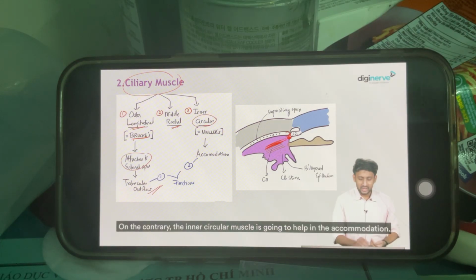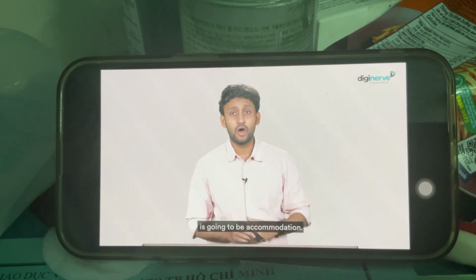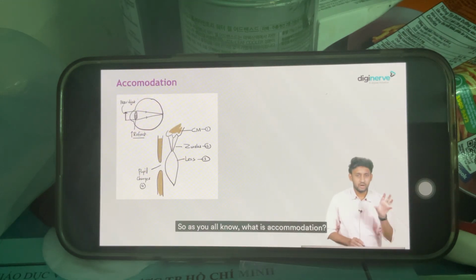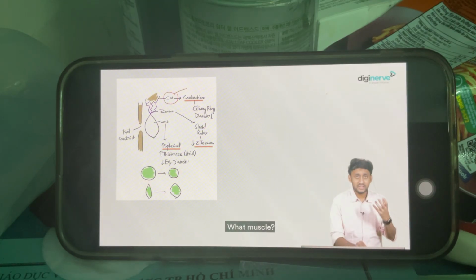On the contrary, the inner circular muscle is going to help in accommodation. So 2 important functions of ciliary muscle are going to be trabecular outflow, second is going to be accommodation. So as you all know, what is accommodation? Accommodation is a process involving the ciliary muscle, zonules, and lens. So what happens? There's going to be contraction of the ciliary muscle. What muscle? It's going to be the circular muscle.